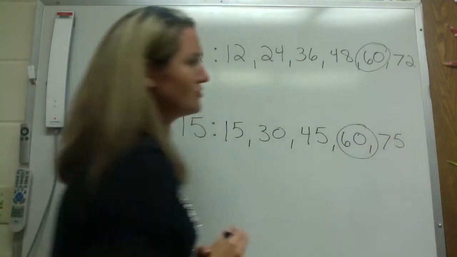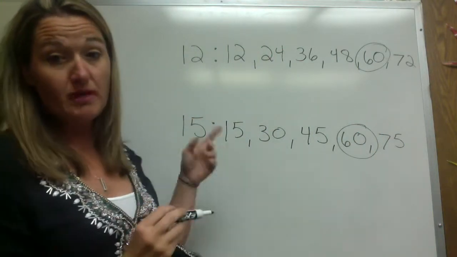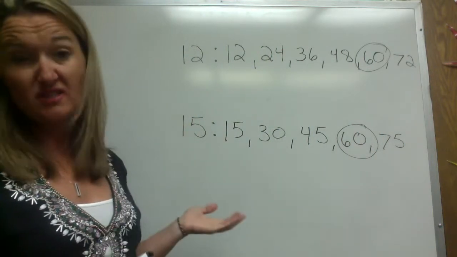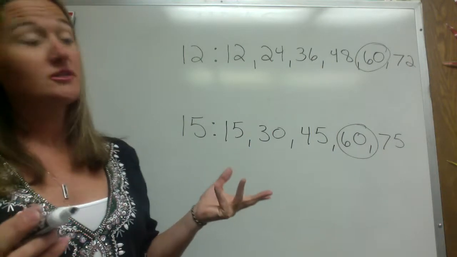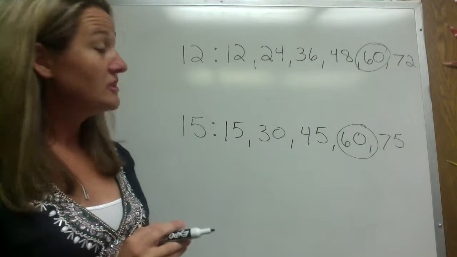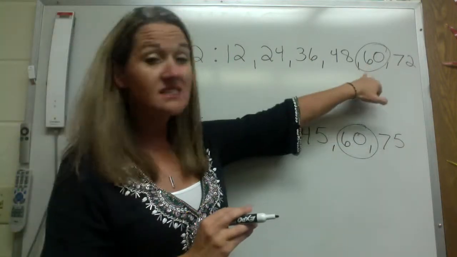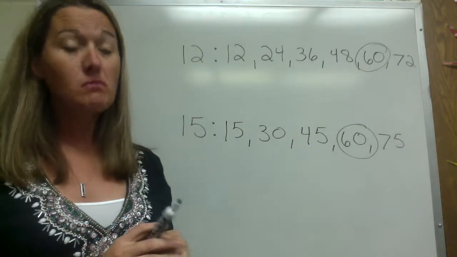So for those of you that may have multiplied 12 times 15 thinking you found the least common multiple, 12 times 15, that's in the hundreds. So that would not have gotten you the correct answer. In this case, 60 is the least common multiple.